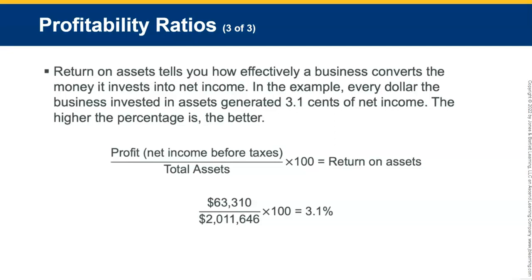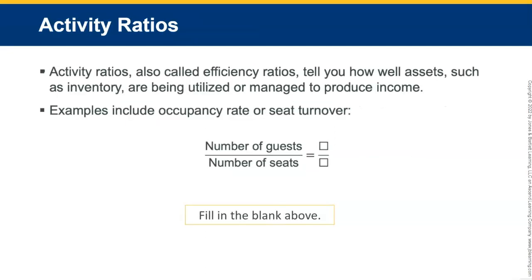So we're going to have that same $63,310 in profit divided by our total assets of $2,011,646 multiplied by 100 gives us our 3.1%. Activity ratios are also called efficiency ratios, and it tells you how well assets such as inventory are being utilized or managed to produce income.